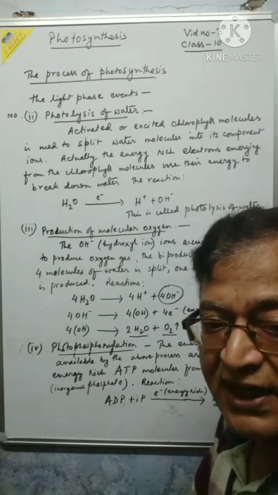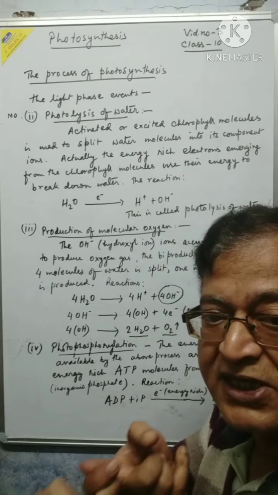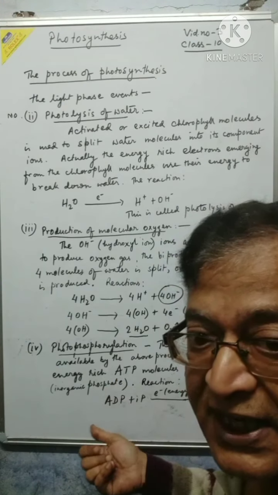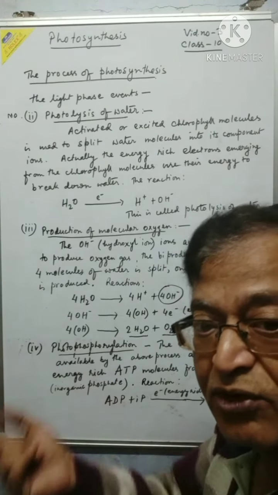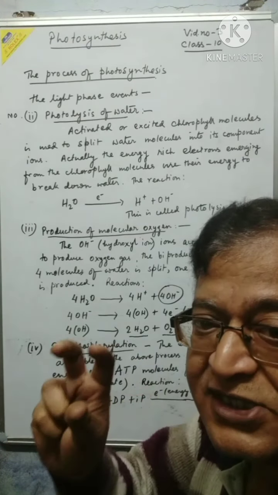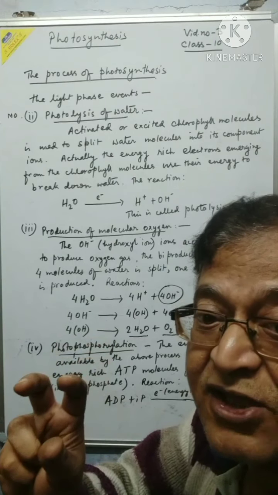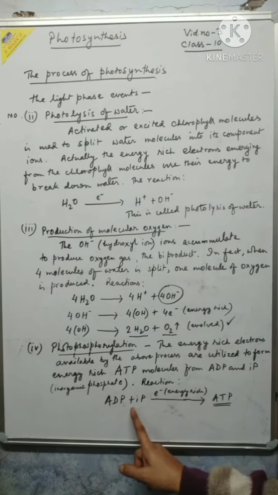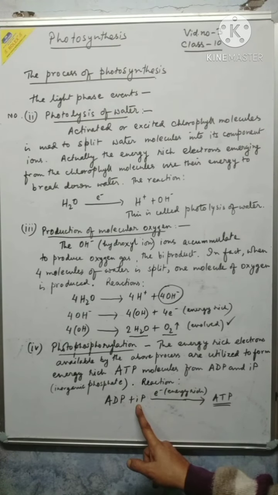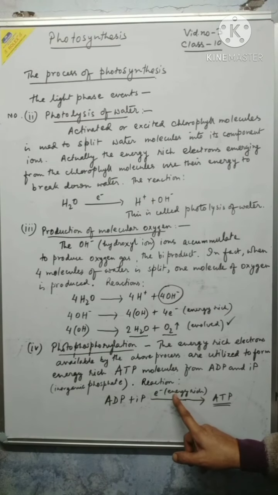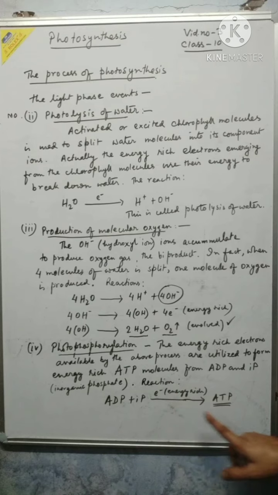When energy is available, this ADP and IP join together to form ATP, adenosine triphosphate. Diphosphate with one more phosphate added becomes triphosphate, and that ATP molecule is a storehouse or currency of energy in living cells. The reaction is ADP plus IP, inorganic phosphate. This is written as inorganic phosphate. Energy-rich electrons, available energy, is joined to form ATP molecules.